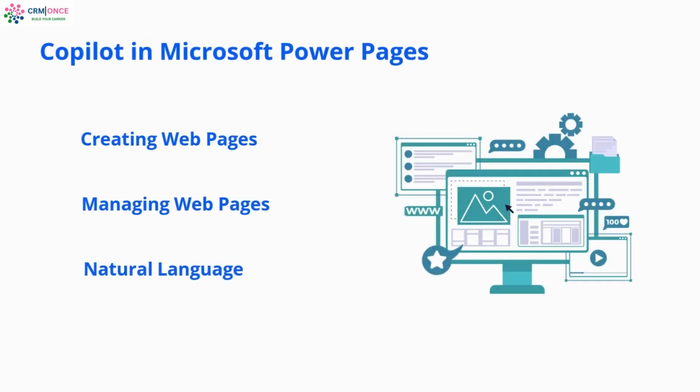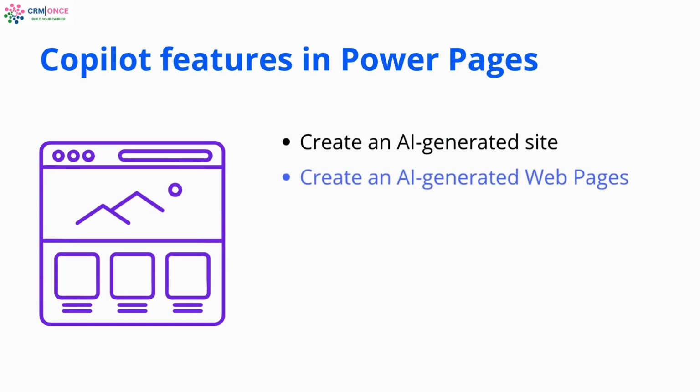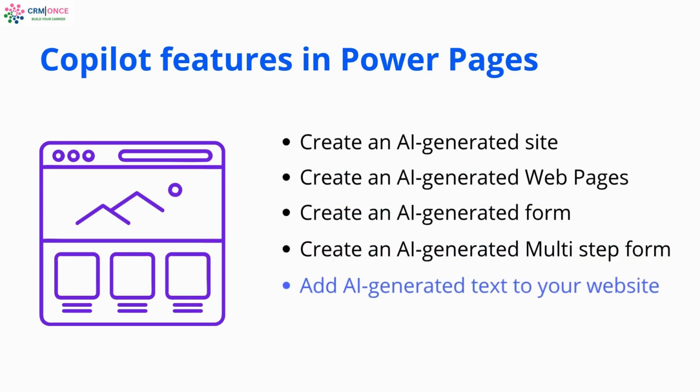Copilot supports users in creating and managing websites by leveraging natural language input. Core features: create AI-generated sites and web pages with simple instructions. Design interactive forms, including multi-step user journeys. Add AI-generated textual content, for example, introductions and descriptions.